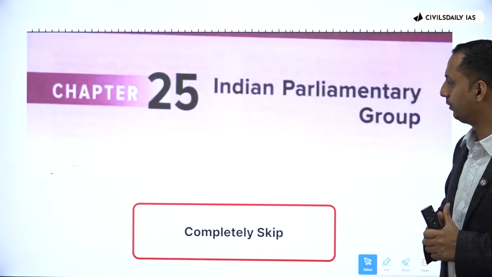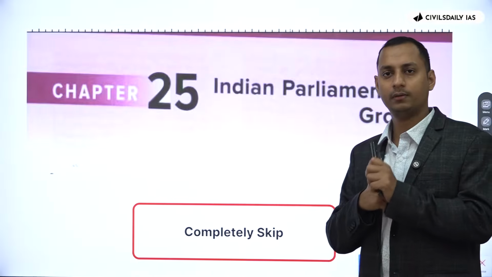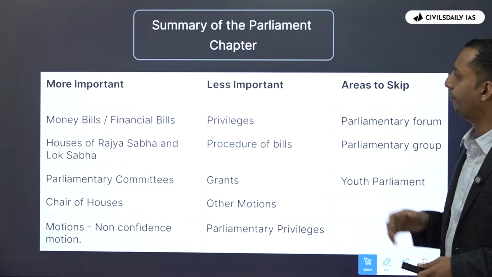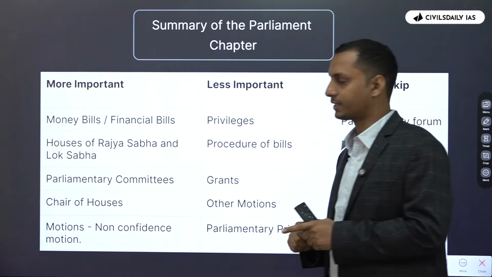So parliamentary group, not there in Lakshmikanth, skip it completely. Parliamentary forum as well, skip it completely.